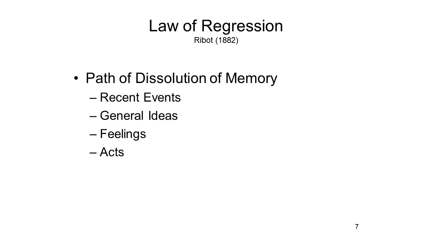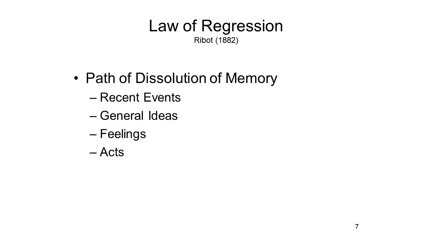But for our purposes, Ribot's important observation was that when patients suffered from amnesia, they were more likely to forget the most recent events that had happened to them, and memories for more remote events were more likely to persist. And that's exactly what we'd expect if consolidation of long-term memory is something that takes time.